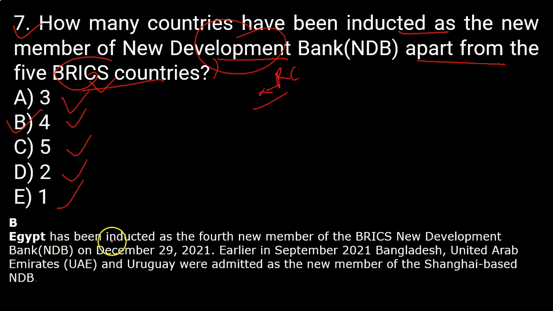Why? Because Egypt has been inducted as the 4th new member of the BRICS New Development Bank on December 29, 2021, and earlier in 2021, Bangladesh, United Arab Emirates and Uruguay were admitted as the new members of the Shanghai-based NDB.